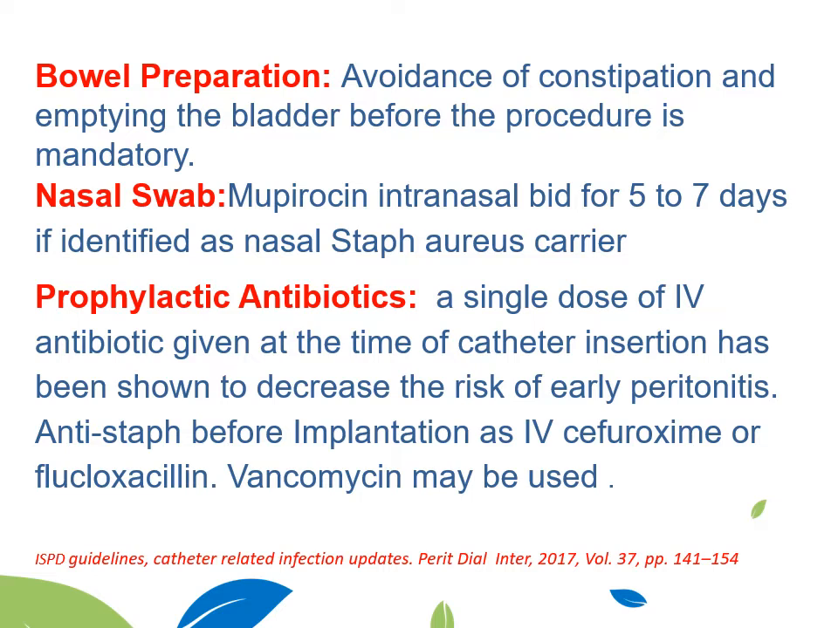Okay, so what precautions should we take before the insertion? Actually, we have to be sure that the patient has no bowel problems. He should have at least 1 or 2 laxatives before the procedure. We need an open bowel. We don't need any constipation. He has to empty his bladder. We should do a nasal swab and use mupirocin intranasally twice a day for 5 to 7 days if he's a Staph aureus carrier. Some prophylactic antibiotics are used just to prevent the risk of early peritonitis, which has been shown in some studies.